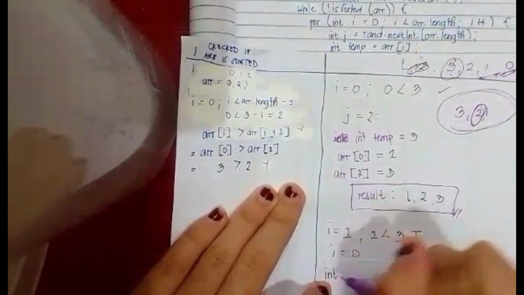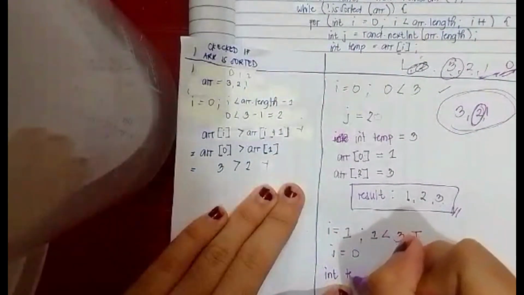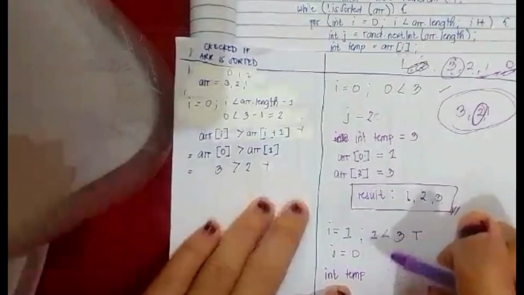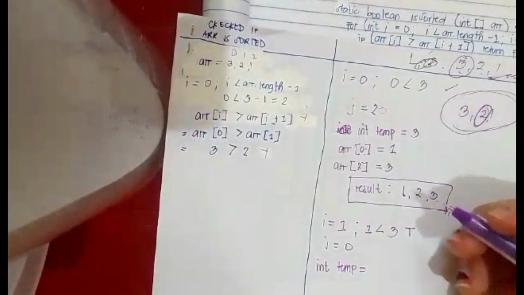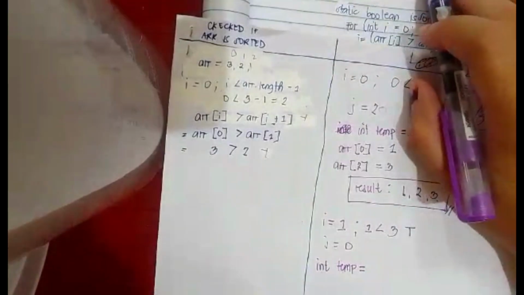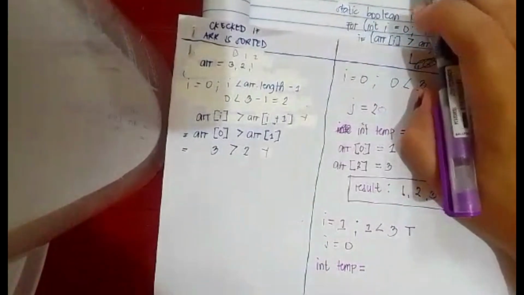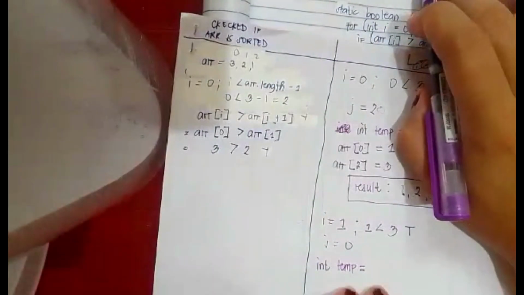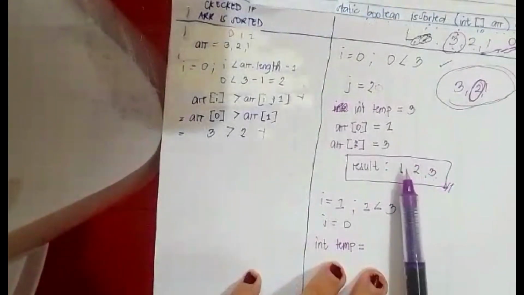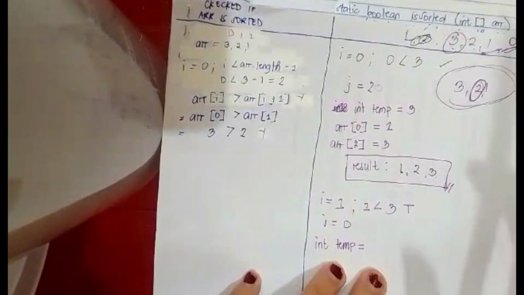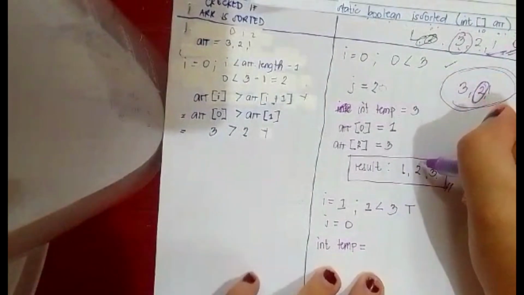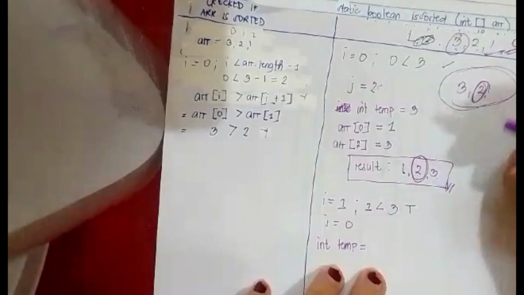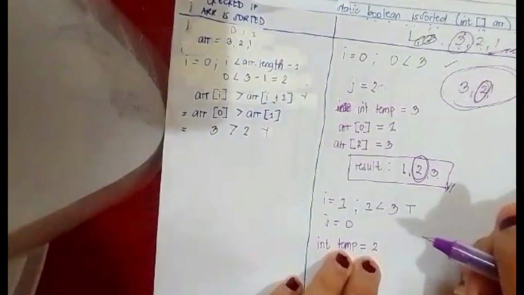So int temp is 1. Our array, the array at I, our I is 1, right? So from here it is 0, 1, 2. So our index 1 has the value 2. So our temp is 2.